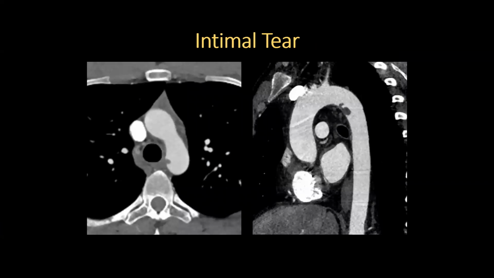Here are examples of intimal tears. Sometimes the intimal flap may be visible, but sometimes only the associated thrombus is seen.